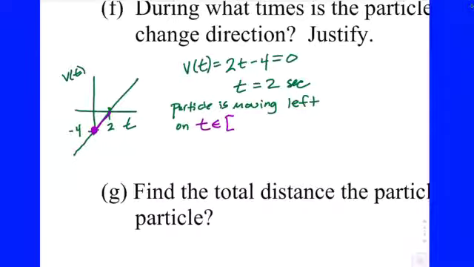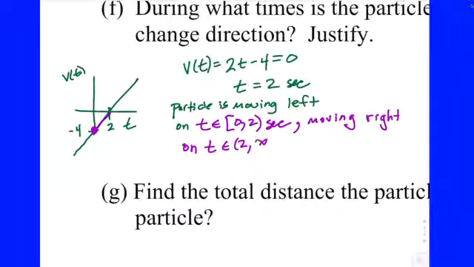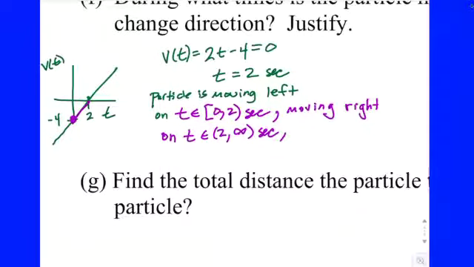So you say it's moving to the left on, and then you could just say t epsilon, if you want, and you could say bracket 0 up to 2 parentheses seconds, comma, we'll add moving right on what interval? T epsilon everywhere to the right of 2, yeah? So from 2 to infinity seconds. So of course you're also welcome to use inequalities. The top one would be 0 less than or equal to t less than 2 seconds, and the bottom one would just be t greater than 2 seconds. But even right there on intervals, you want to go ahead and put your units, and then we'll go ahead and just add here, changes directions.